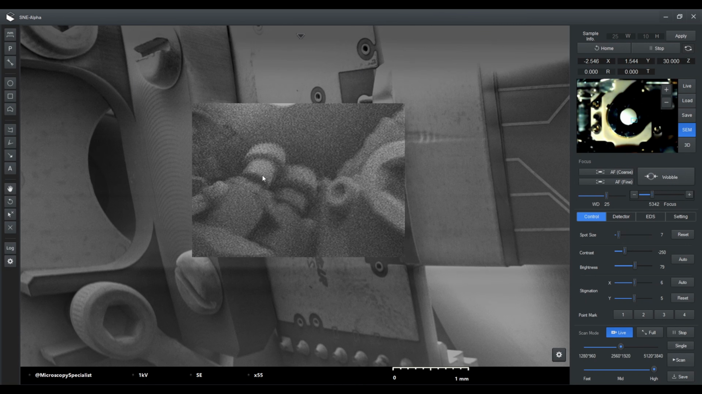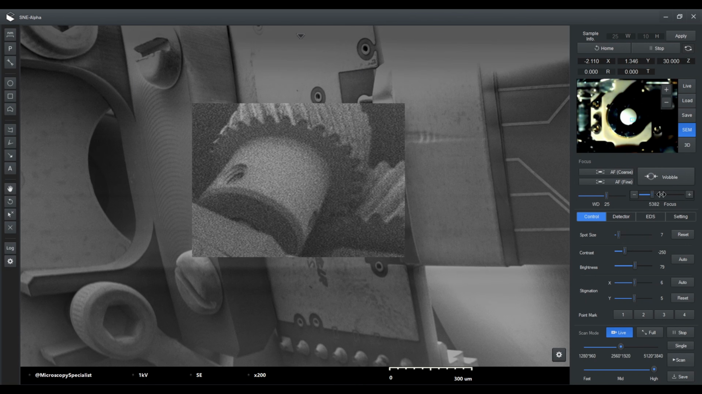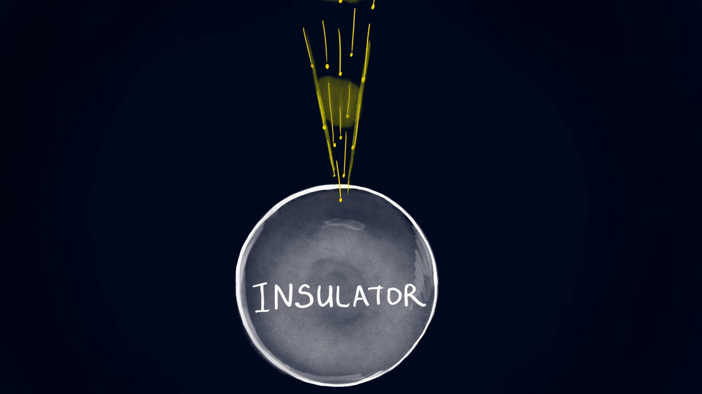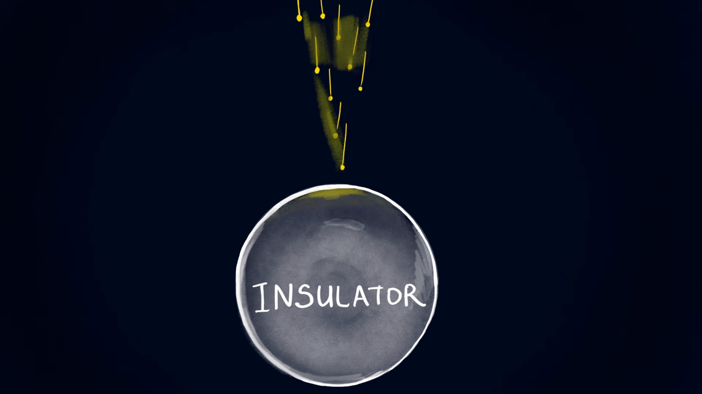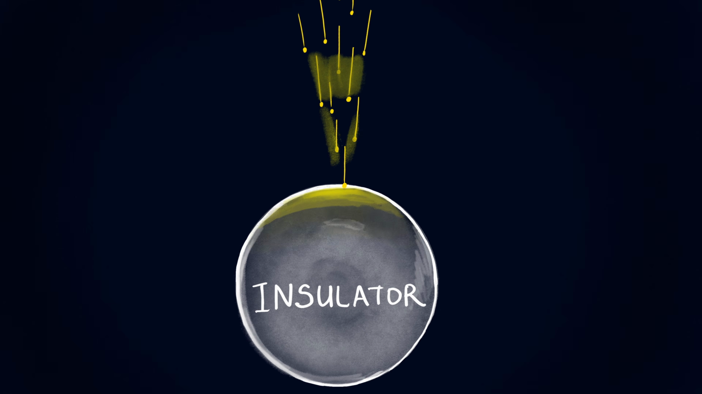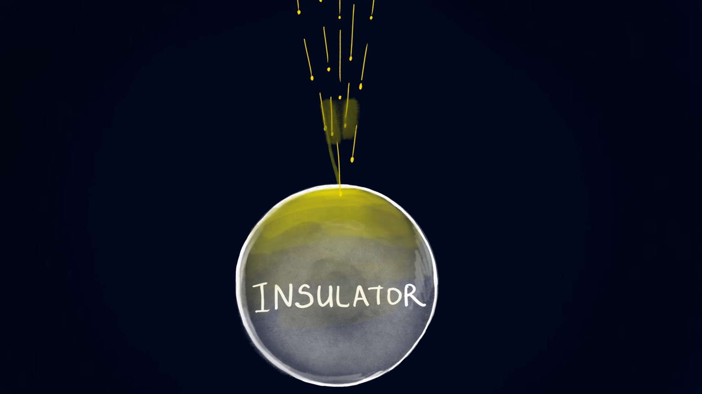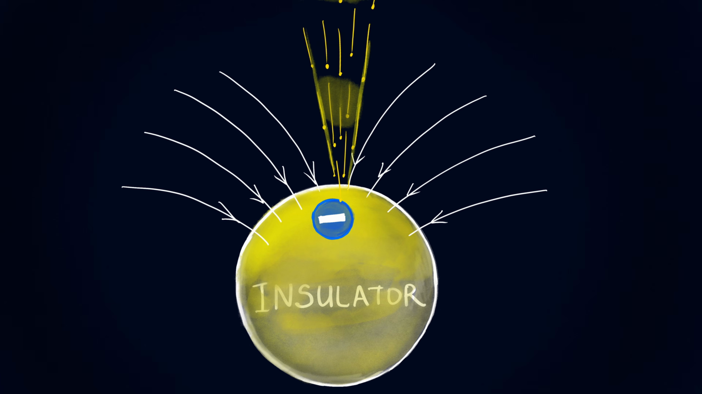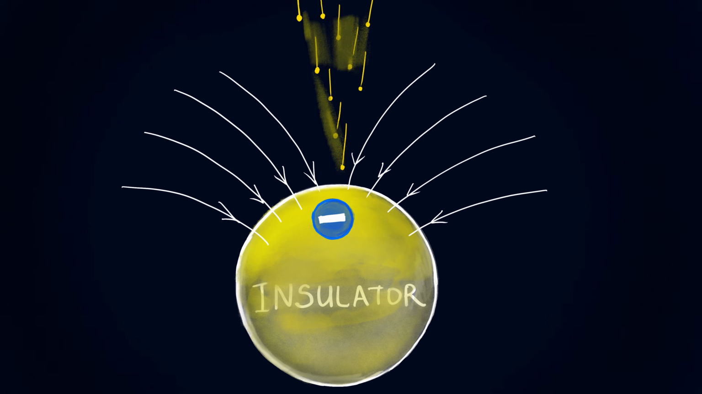But something strange happens when the sample is an insulator like a plastic sphere. When the electron beam hits a dielectric material, the electrons cannot easily flow away because the material doesn't conduct electricity. So instead the surface starts accumulating charge. Over time this builds up a negative electrostatic potential on the surface.